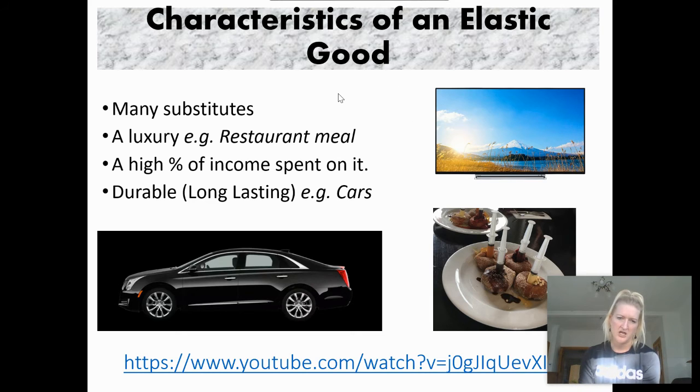And the last one is durable. Elastic goods are usually durable, which means they're long lasting. This is because if the price changes, so let's say new cars become a lot more expensive, you won't replace your old one. You'll just keep driving around your old one, because why buy the new one? Your old one still works and you haven't used it up.